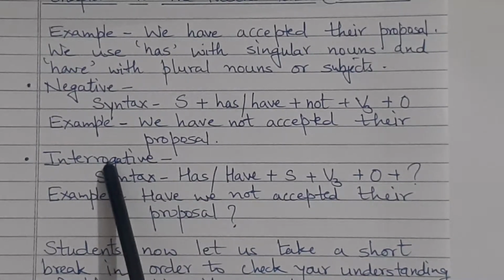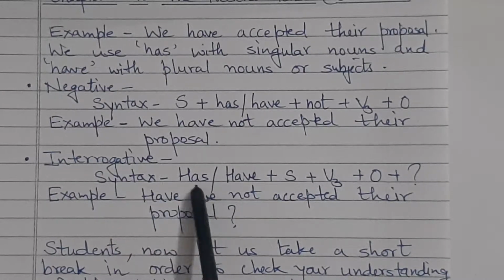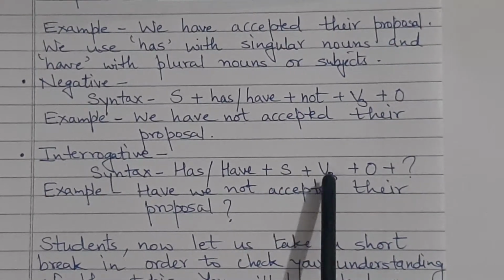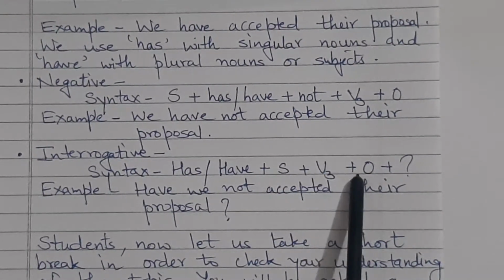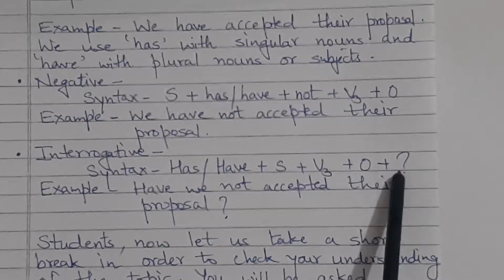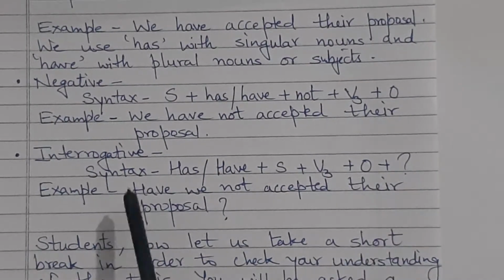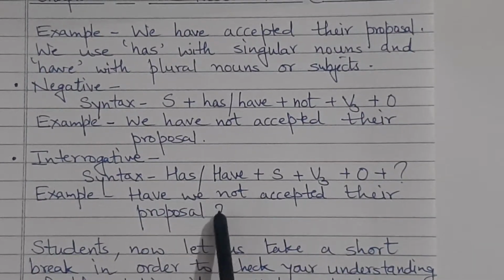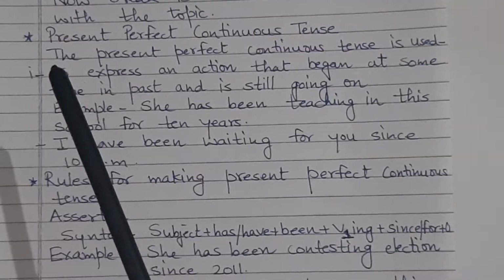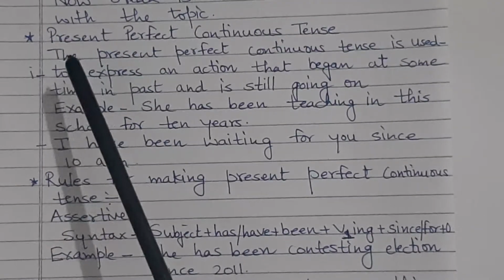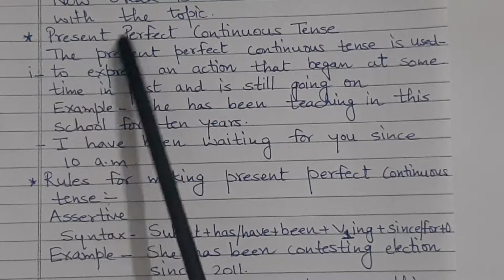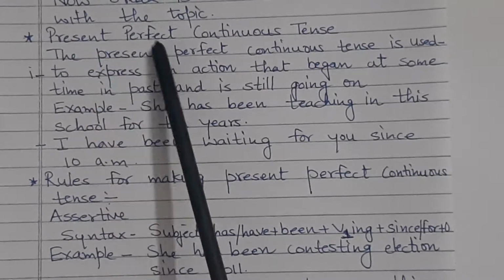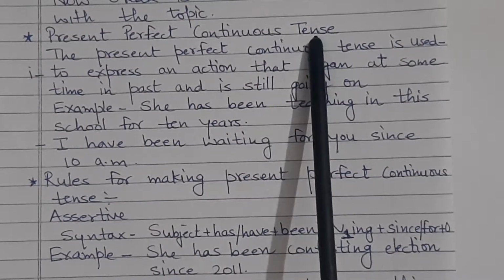Then interrogative sentences, the syntax is has, have plus subject plus V3, the third form of the verb, plus object plus sign of interrogation. For example, have we not accepted their proposal? Students, we have discussed present perfect tense. Now we will discuss the present perfect continuous tense.